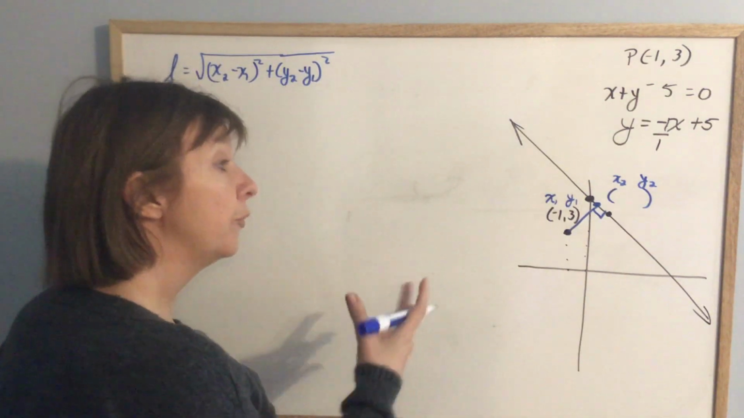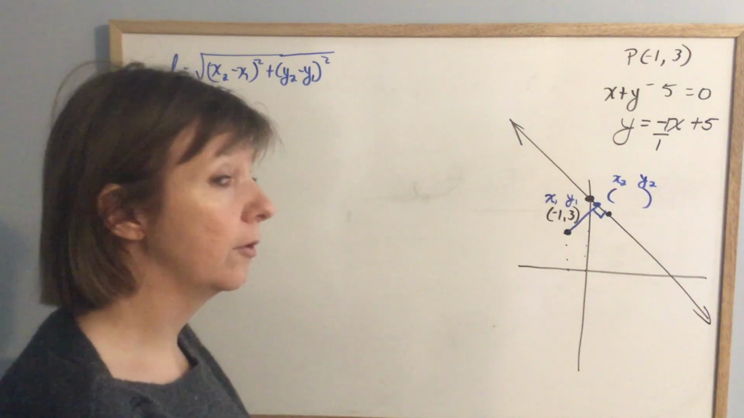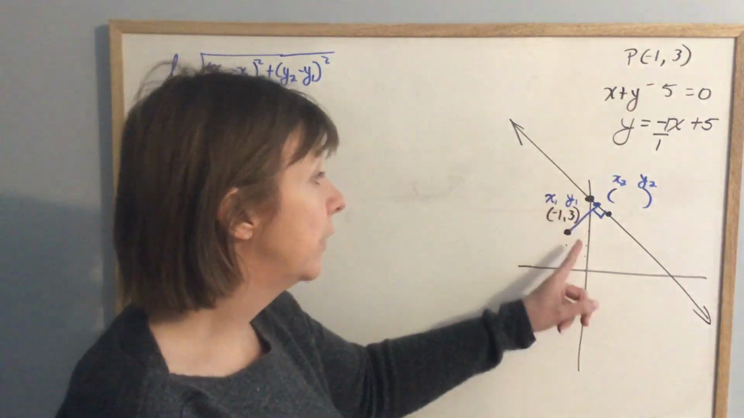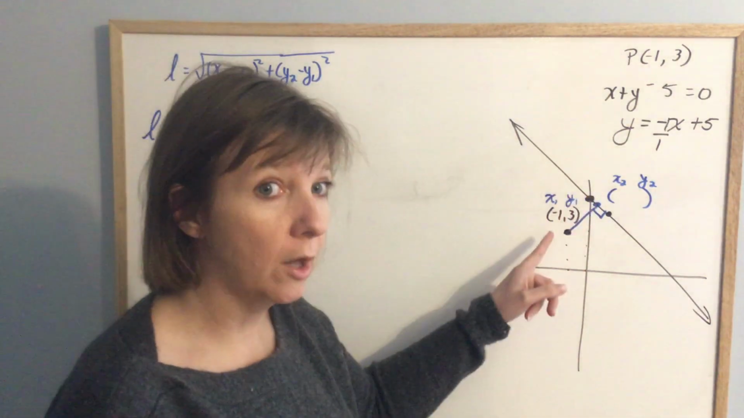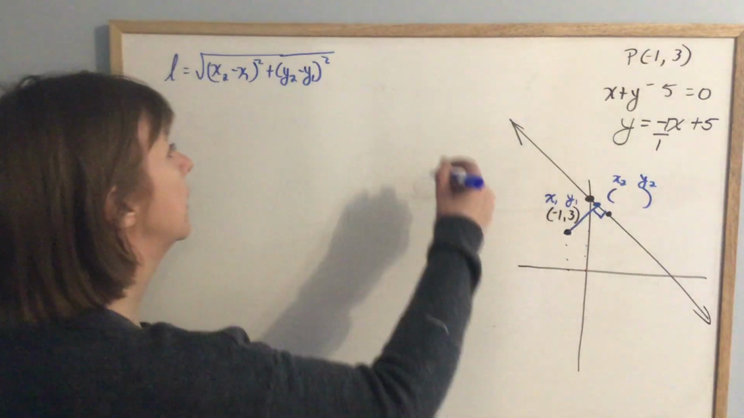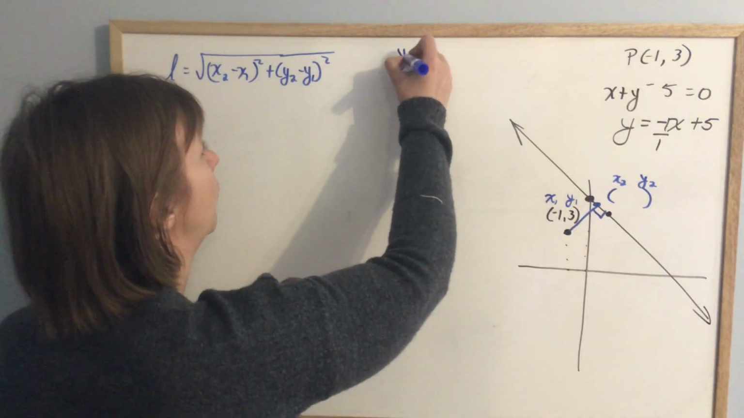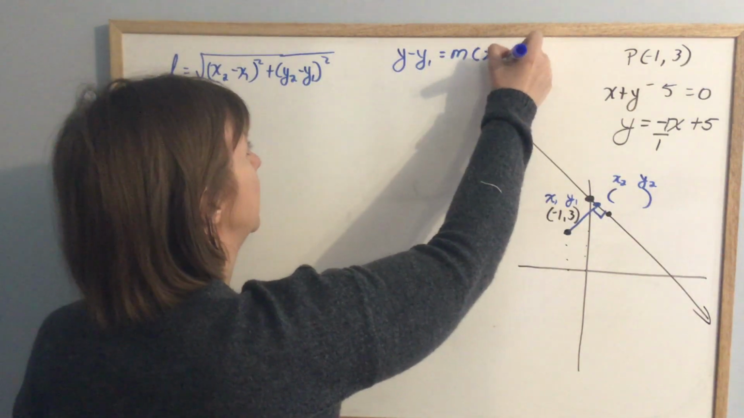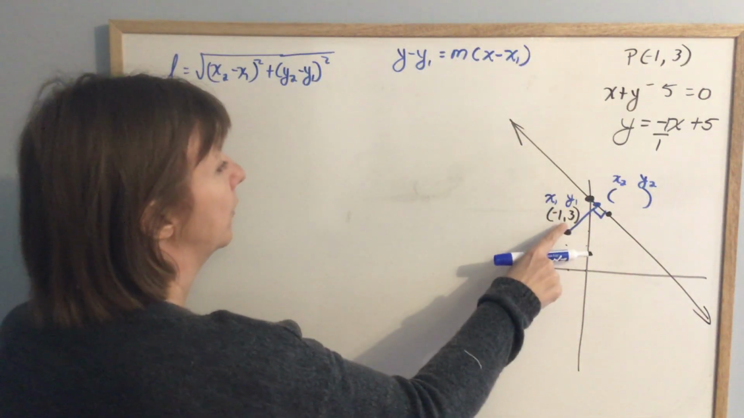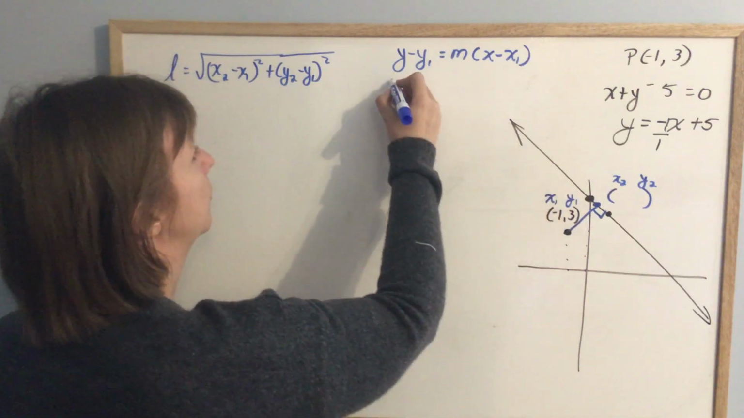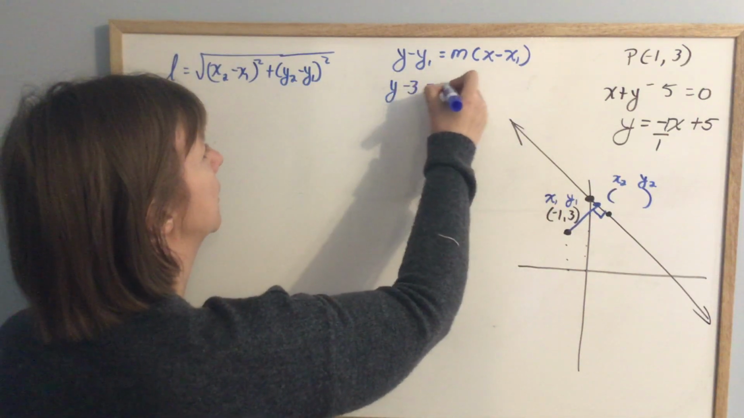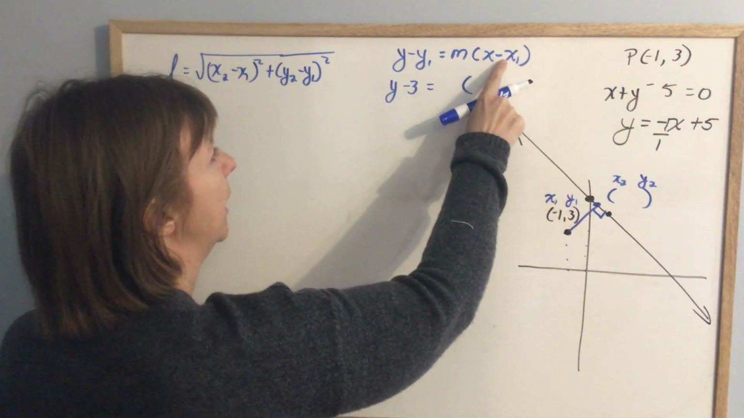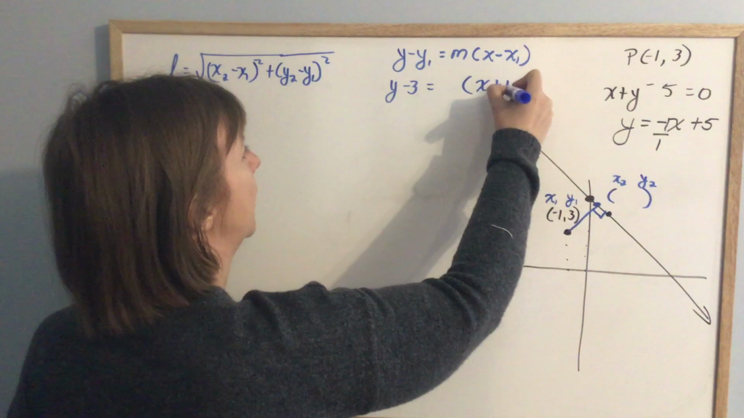So for those of you who like things in steps, step number 1, find the equation of this blue line. The equation of a line is y minus y1 equals slope times x minus x1. My y1 is 3, so y minus 3. My x1 is -1, so x minus -1 would actually be x plus 1.